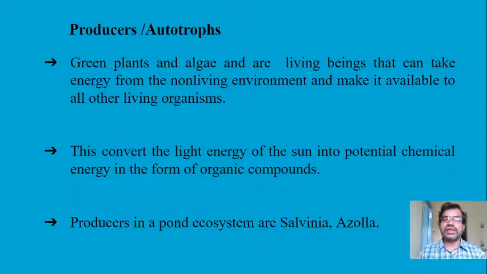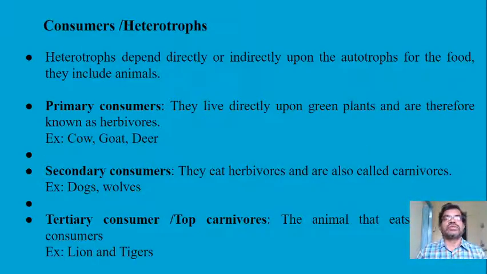Producers in pond ecosystems are Salvinia and Azolla. Well, it can vary from ecosystem to ecosystem. So producers may differ in other types of ecosystems like forest. Consumers are also called heterotrophs. They are directly or indirectly dependent on autotrophs for food. They include animals. They can be further classified into primary consumers, secondary consumers, and tertiary consumers.